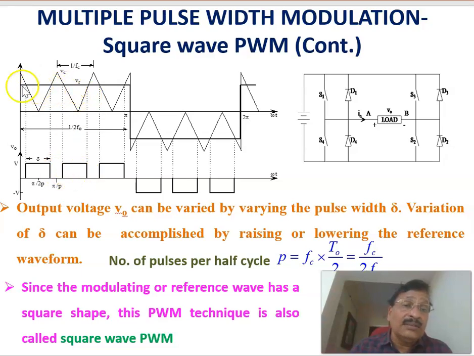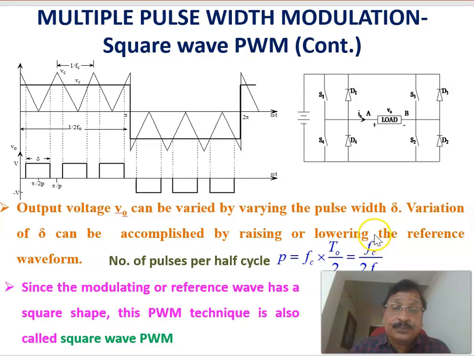Because once the reference voltage is more than the carrier voltage, you are giving the switching pulse to this one, then you are getting the output voltage. Therefore, by controlling the height of the reference signal, this pulse width can be changed. By changing the pulse width, you can change the magnitude of the output voltage.